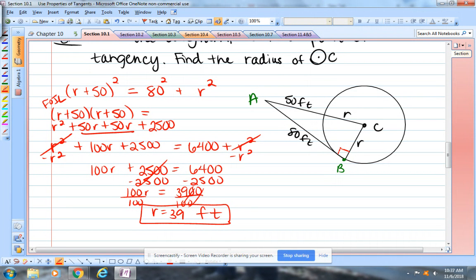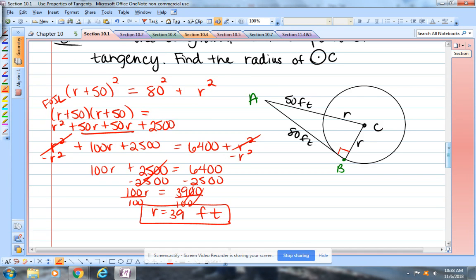And you can check it. 50 plus 39 will be 89. So 39 squared plus 80 squared should be 89 squared. That should equal. That's kind of a fun doozy problem, right? Just remember, if you have R plus a number squared, you got to multiply it times itself and FOIL it. And then luckily the R squared should cancel out. You will see these again shortly.